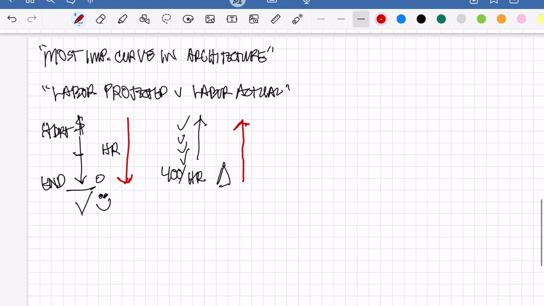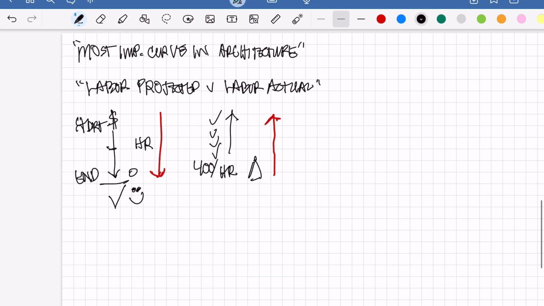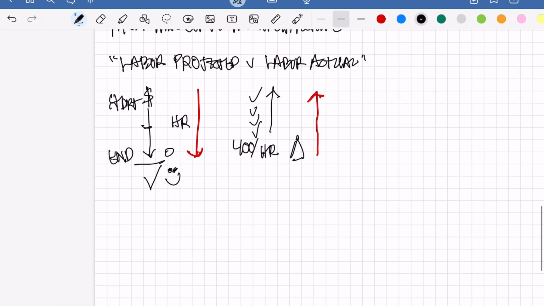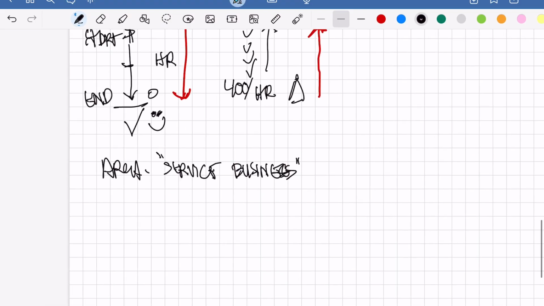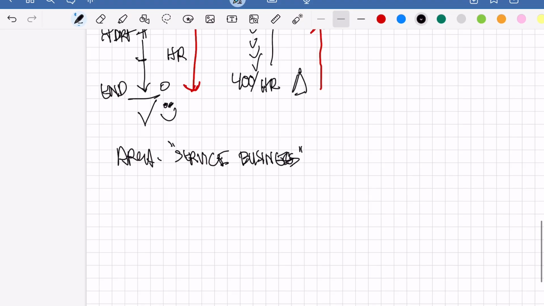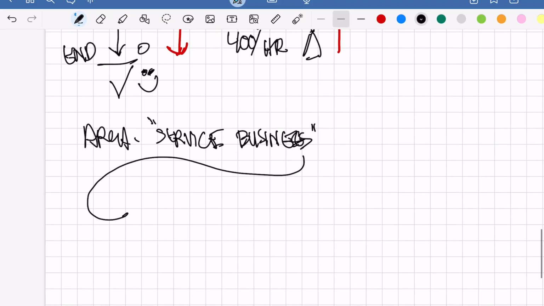But the second part I wanted to talk to you about is that we're labor projected versus labor actual because in architecture specifically, we're a service business, which basically means we don't sell gas grills or hammers or something or other. We provide a service, so that's the first thing. And I think a lot of you in architecture would get that. But more importantly, we're a service business that happens over time. So that's the most important part to think about.